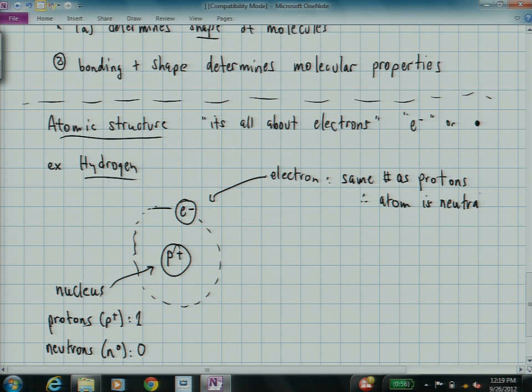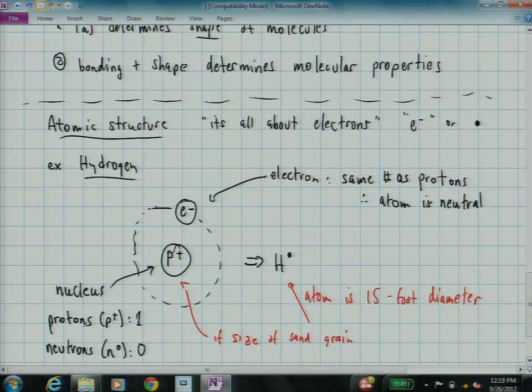The nucleus, if this is the size of a sand grain, the atom is about 15-foot diameter. Okay? And so there's a couple of features of that. So if you're talking about a hydrogen atom, you could zoom in so that the nucleus is the size of a sand grain. The whole thing is sort of 15 feet diameter, would just barely fit down front here.